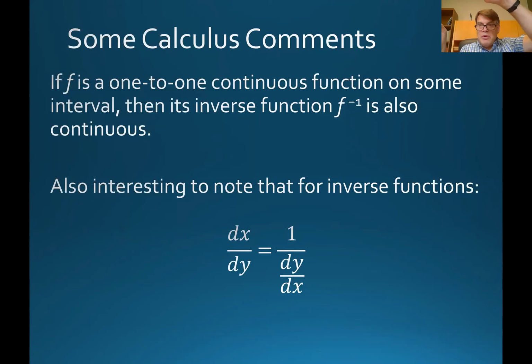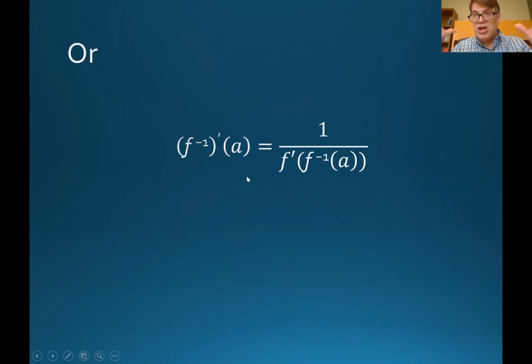This is because, remember, they're reflections across the y equals x line. And so the slope of the function is going to be 1 over the slope of the inverse function. Does that make sense? So dx/dy is 1 over dy/dx. I found this way of putting it is easier to see than the way it's usually put. Why does it have to be put in a complicated way? But basically, the derivative of the inverse function is 1 over the derivative of the function.